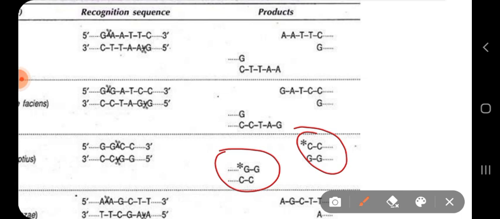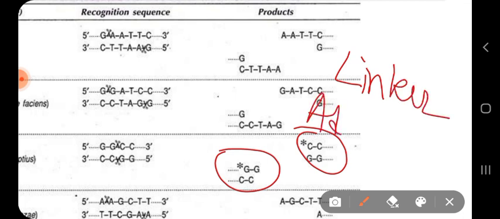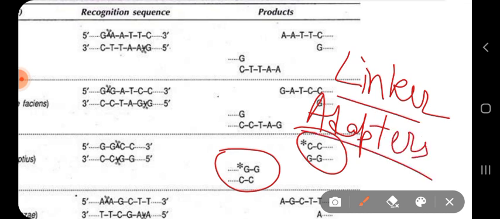How can it be possible? By using linkers and adapters. There are certain things called linkers and adapters that are specifically used for making this blunt end into sticky ends, which will have an overhanging end. What are sticky ends? I have already discussed with you that sticky ends will have an overhanging end. And to make this type of blunt end into a sticky end, we use linkers and adapters.